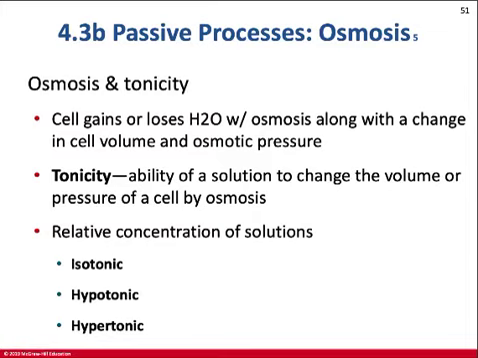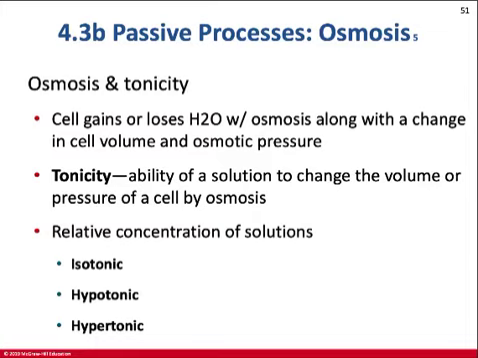A cell gains or loses water with osmosis along with a change in the cell volume. Tonicity is just the ability of a solution to change the volume of the cell, either by shrinking it or growing it. The three types of tonicities are isotonic, hypotonic, and hypertonic. In an isotonic situation, the water concentration on either side of the cell membrane is the same, and so there's no net movement of water, and the cell retains its function.